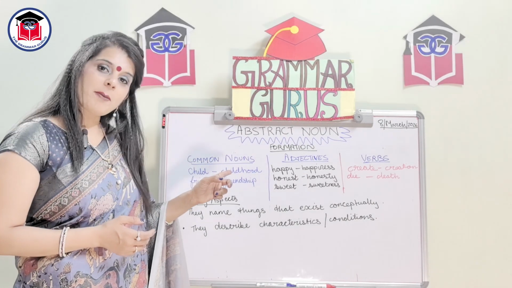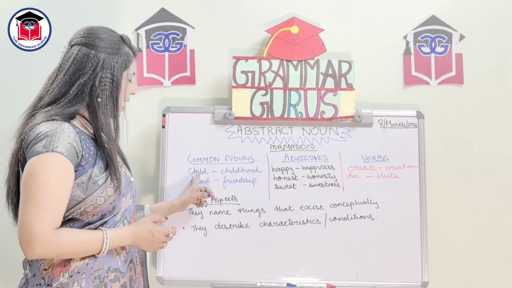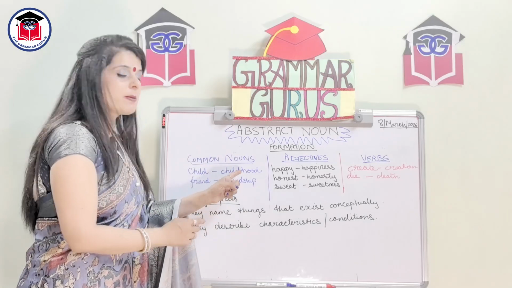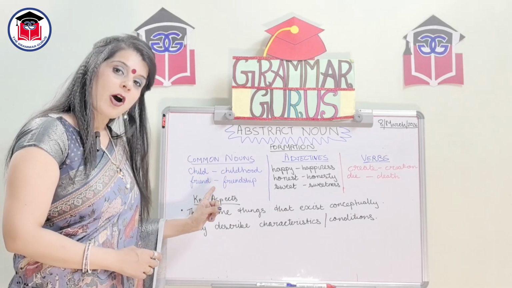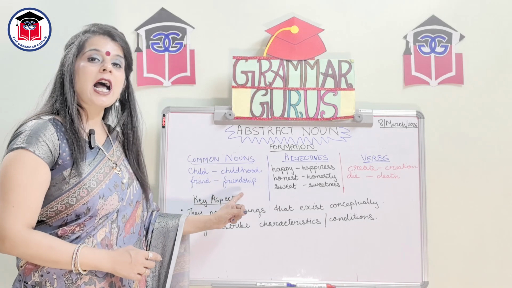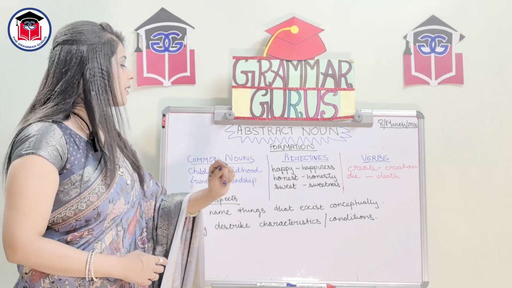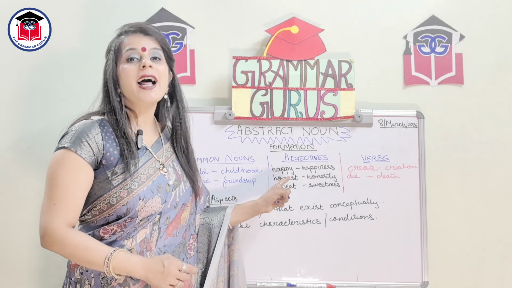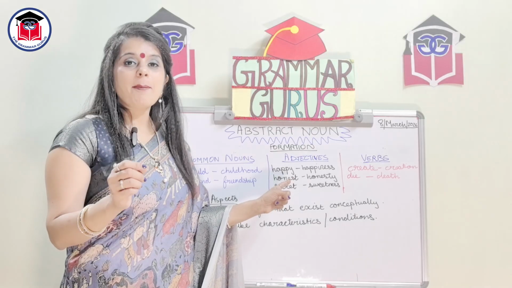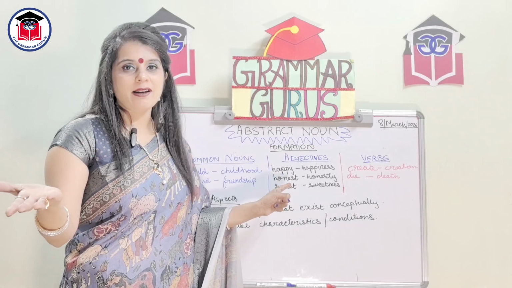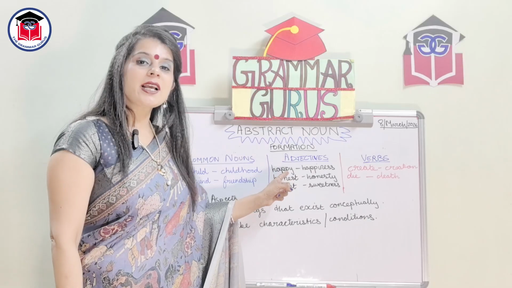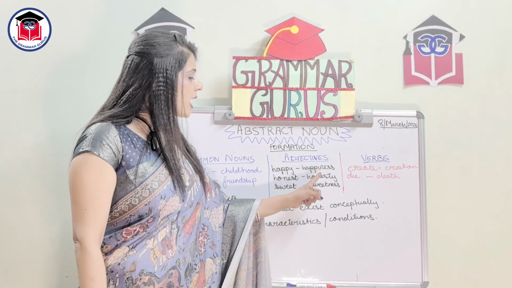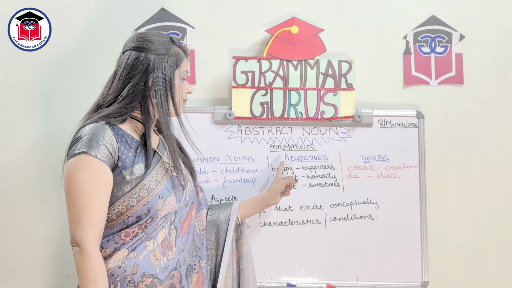Child is a common noun. So from child, the abstract noun that will be formed is childhood. Again, friend is a common noun. The corresponding abstract noun is friendship. Happy is an adjective. For example, he is a happy man. So happy is describing man. Thus, happy is an adjective. The corresponding abstract noun is happiness.